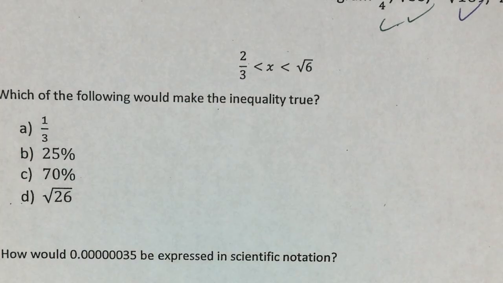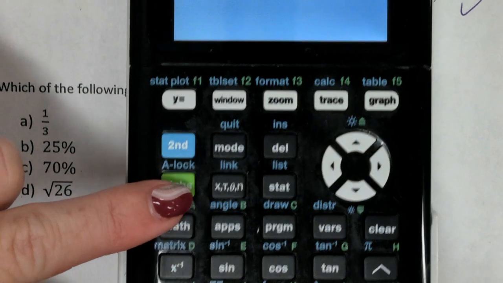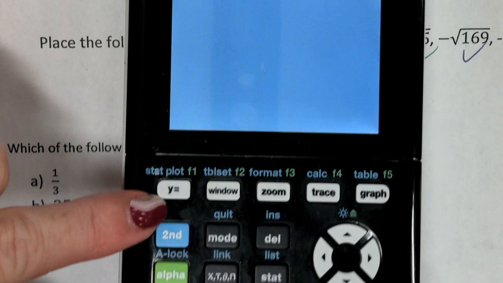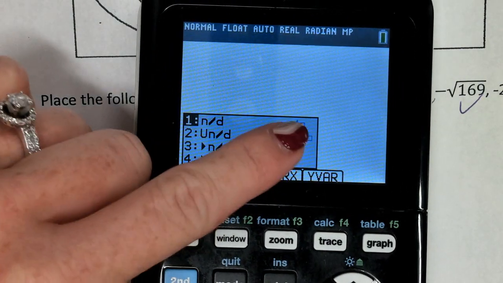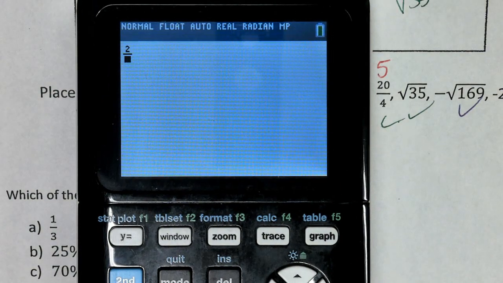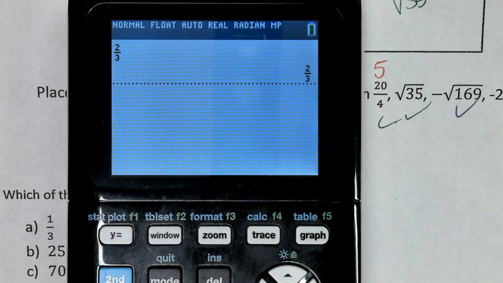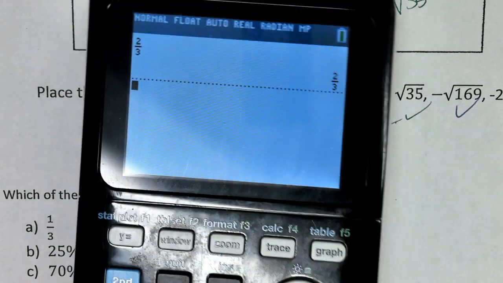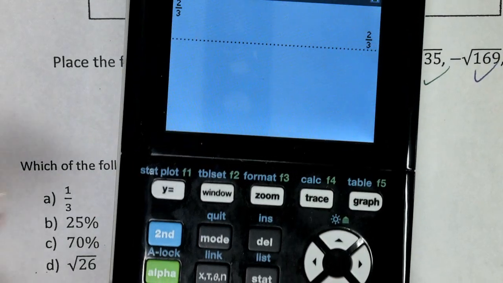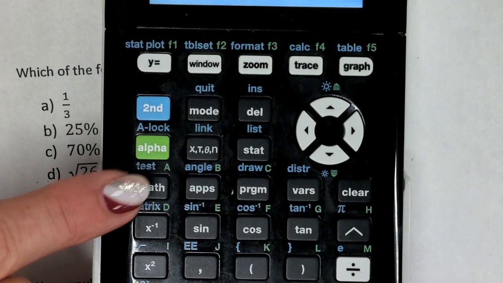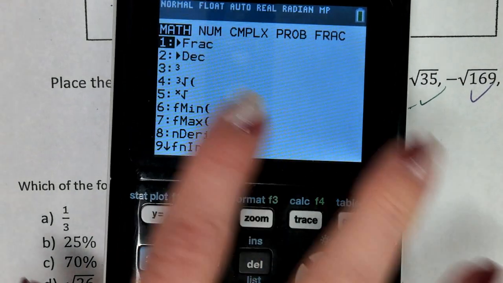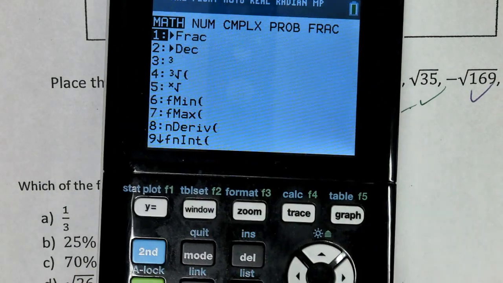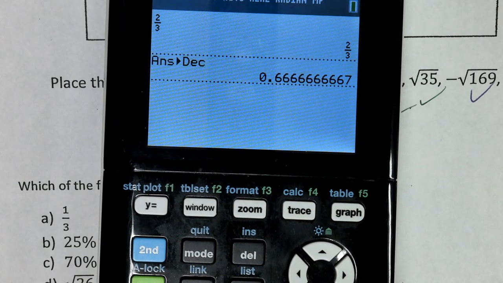How do I put in a fraction? Alpha, and then what? Y equals. So type alpha y equals. Choose option 1 because it's telling me a number over a number. And then I'm going to type in 2/3. If I hit enter, absolutely nothing happens, does it? So what do I hit? Math. This math button right here is going to allow you to change it to a decimal. So you hit math, and then which option says decimal? 2, and then you hit enter, and that's your number.